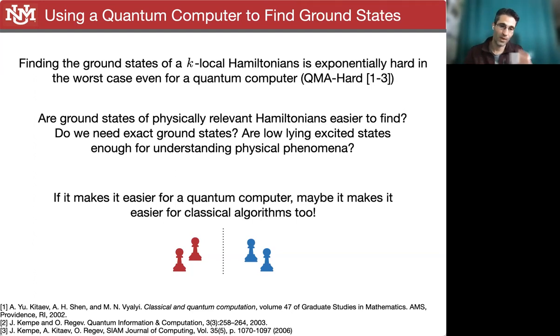And maybe for that problem, a quantum computer can, let's say, find those excited states more efficiently. But what worries me is that maybe if you've now made the problem easier for your quantum computer, maybe you've also made it easier for your classical algorithm, right?